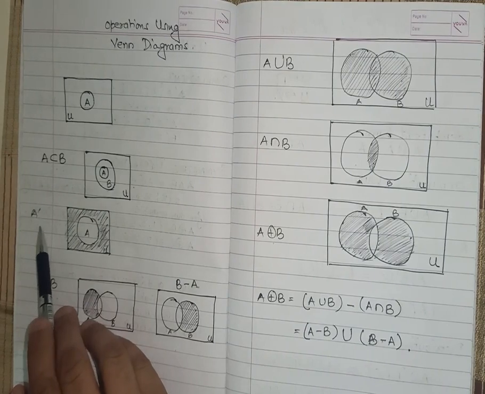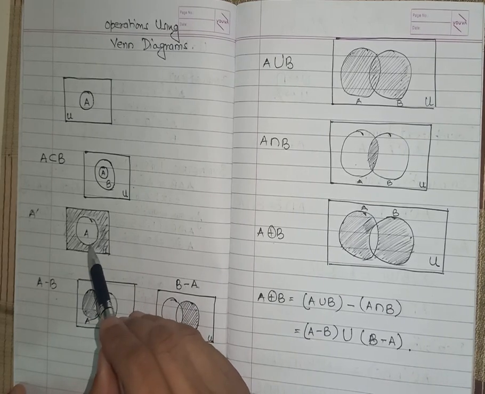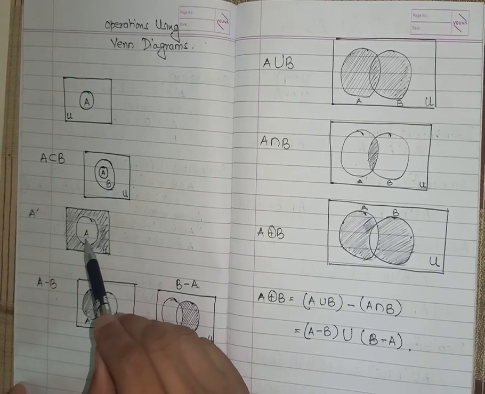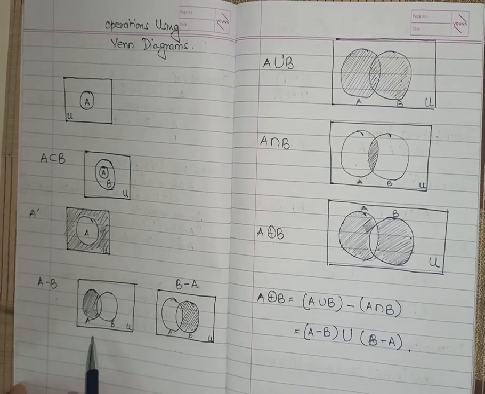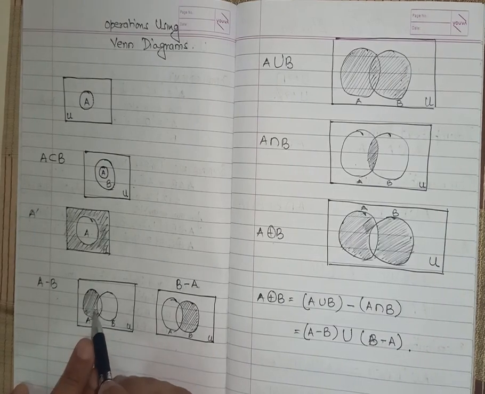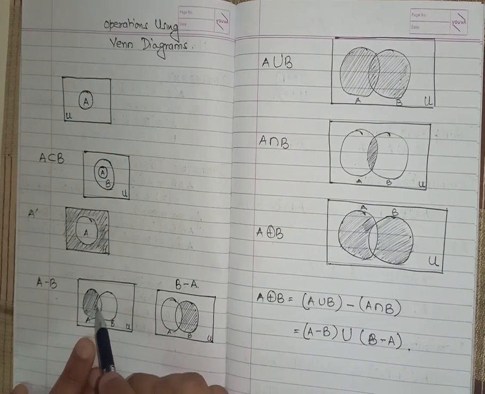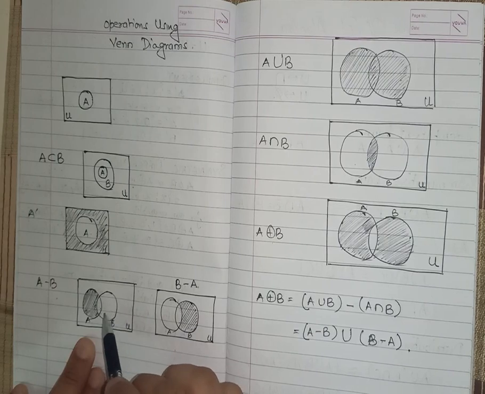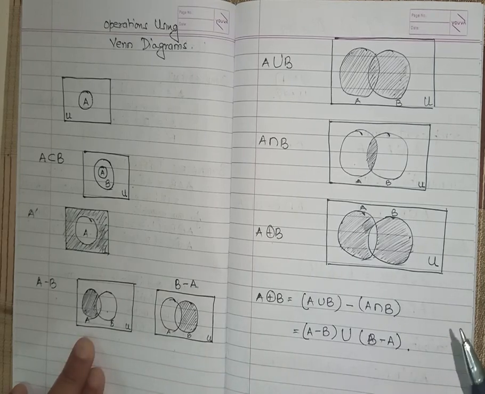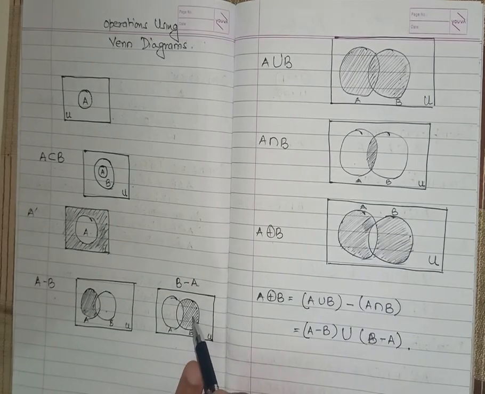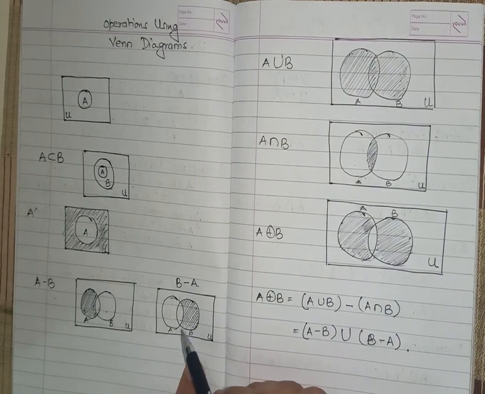Similarly, complement of A. So complement of A is the region of the rectangle outside of this circle, indicating all the elements which are present in the universal set but not in the set A. Similarly, A minus B is the set of all the elements which are present in A but not in B. That means the region of A which is common to the region B is also excluded. This shaded portion is indicating A minus B. Similarly, this shaded portion is representing B minus A. It is having the portion of B which does not include the portion which is covered by A.